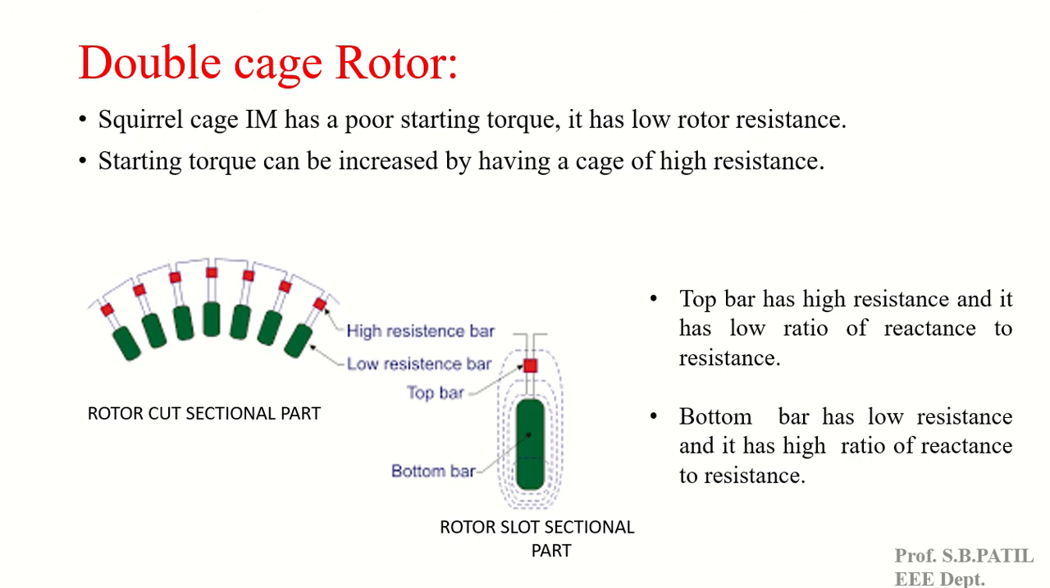As a result, the motor has two independent cages on the same rotor, one inside the other, as shown in the figure here. One is outside, the other is inside. Hence, the outer cage has high resistance and low ratio of reactance to resistance, whereas the inner cage has low resistance and is situated deep in the rotor, and it has a large ratio of reactance to resistance. This is the outer cage and this is the inner cage.